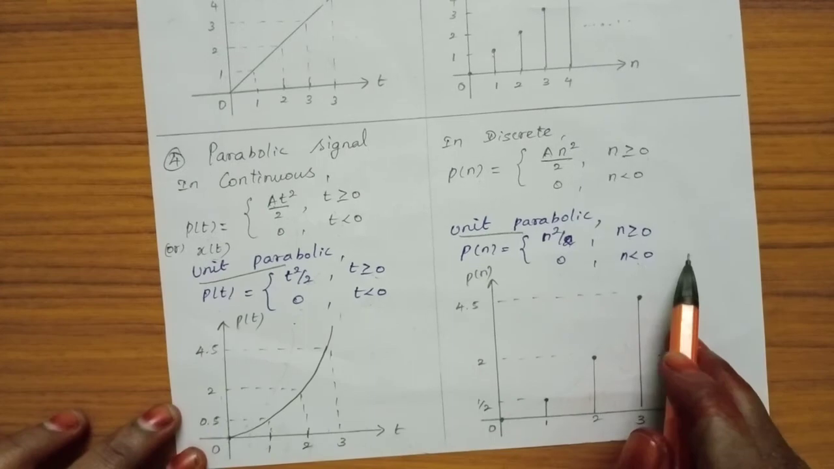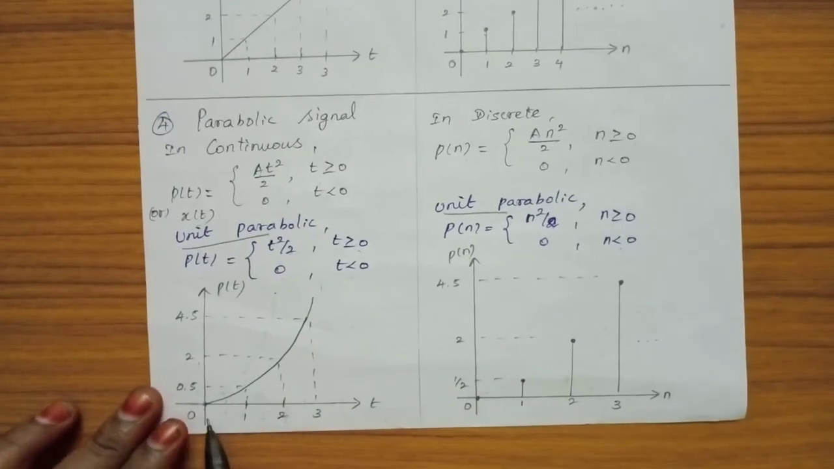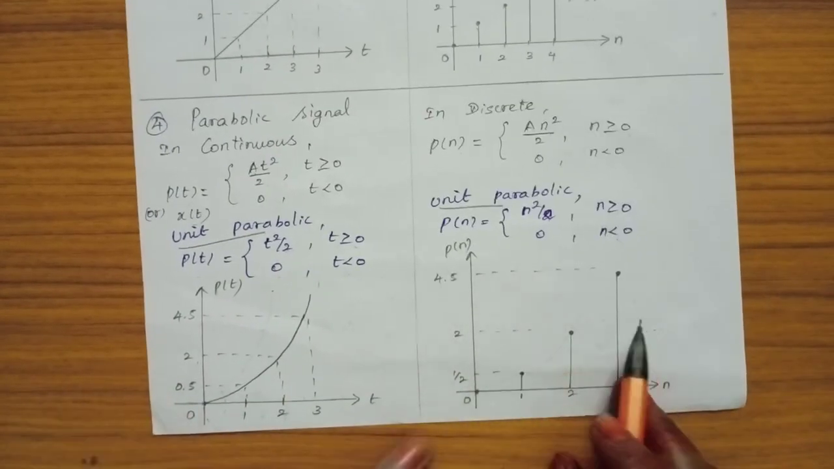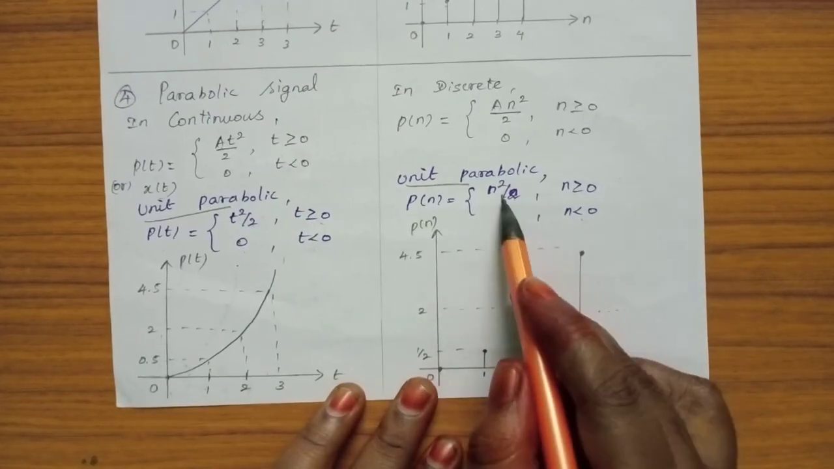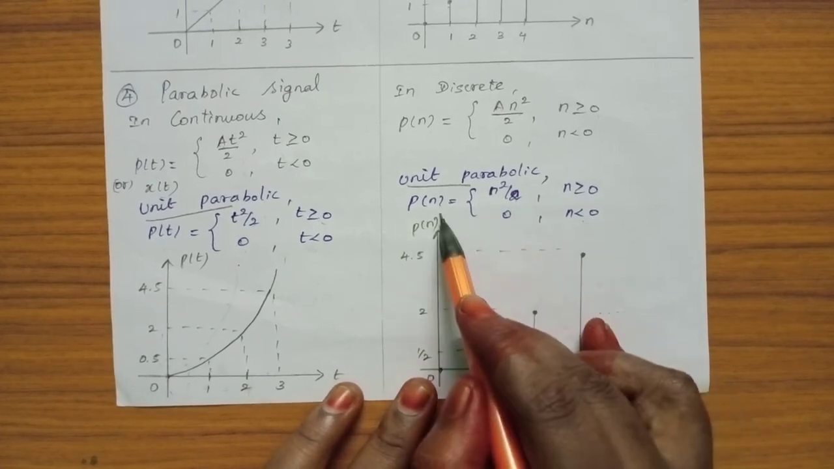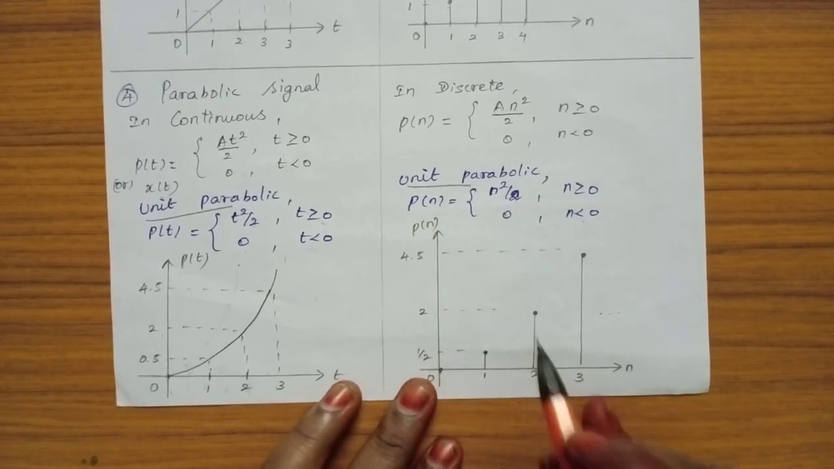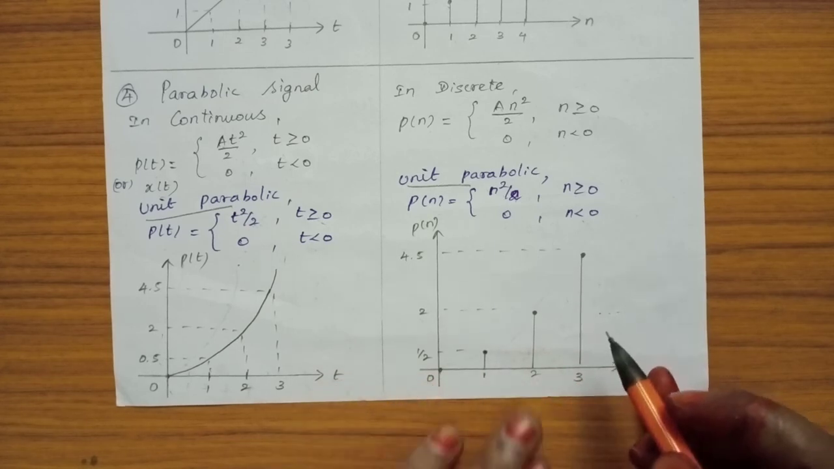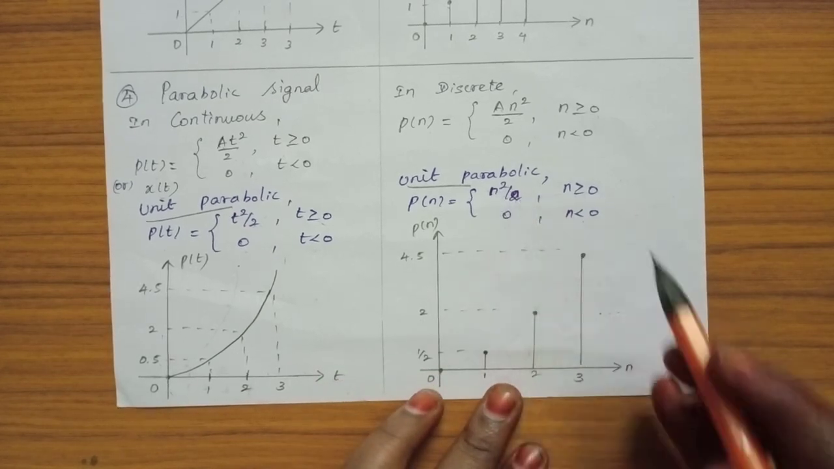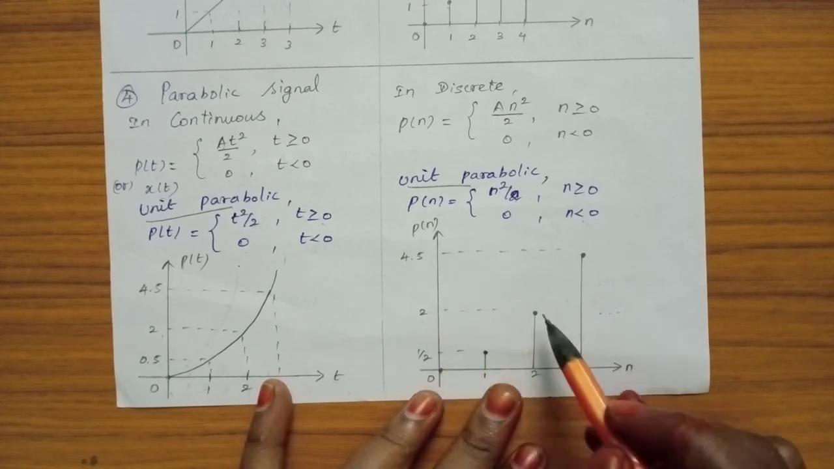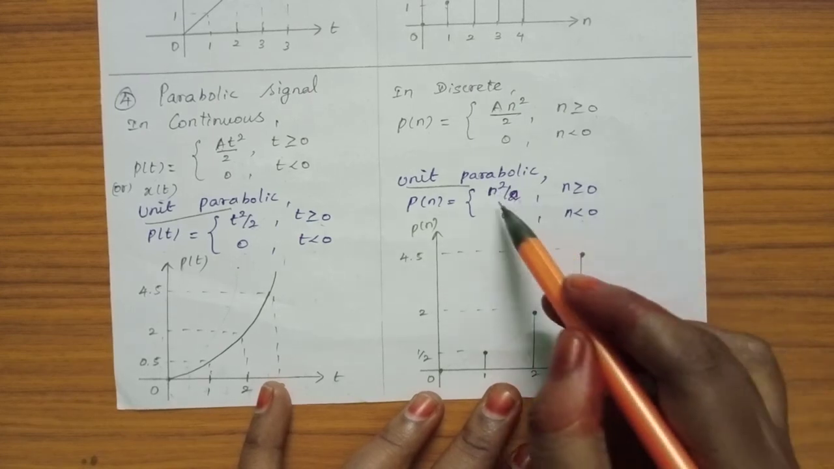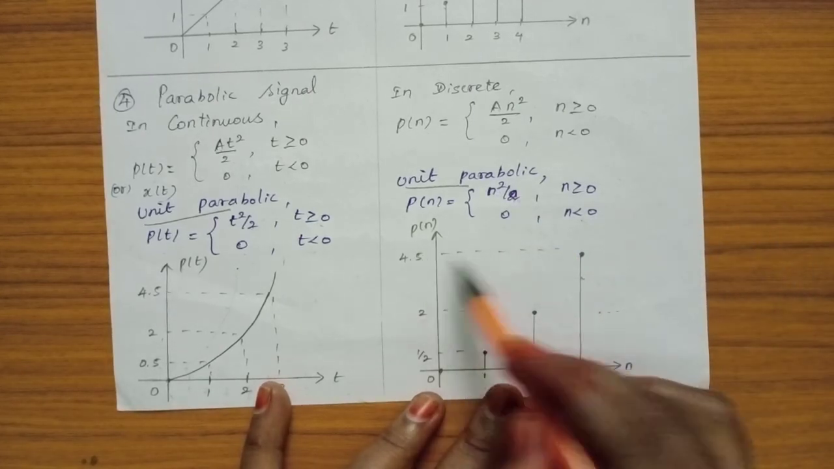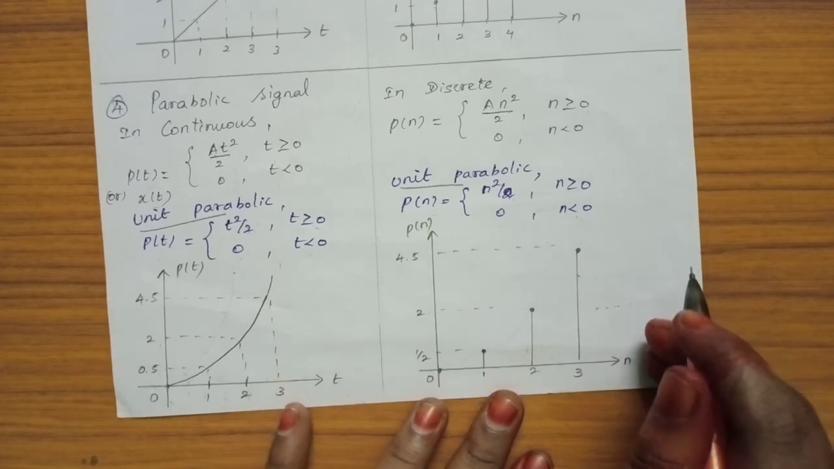The same signal, that is for t equal to 0, p of t is 0. The same way here, n equal to 0, p of n is also 0, n equal to 1, p of n equal to 1 by 2, that is 0.5, and n equal to 2, it's 4 by 2, so 4 by 2 is 2, so for n equal to 2, its value is 2, and n equal to 3, it's 9 by 2, it's 4.5, so for n equal to 3, it's 4.5. So this curve goes on like this.